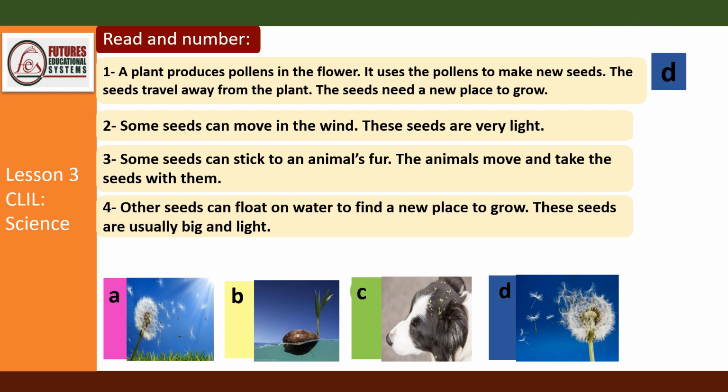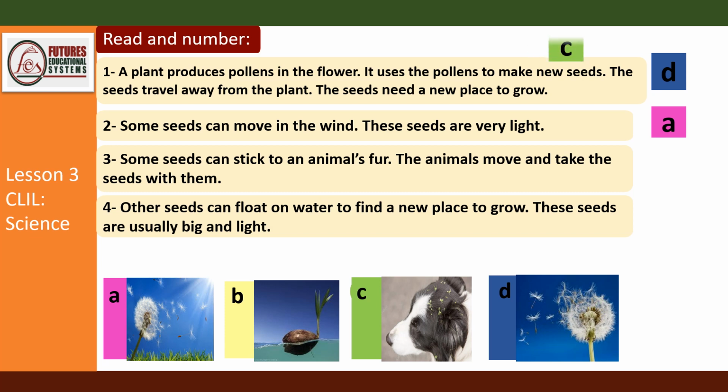Okay, so a plant produces pollens in the flower. This is number D. Can you see the flower and can you see the pollens flying around the flower? Some seeds can move in the wind because these seeds are very light. Can you see in picture number A? The seeds and the pollens are flying in the air.